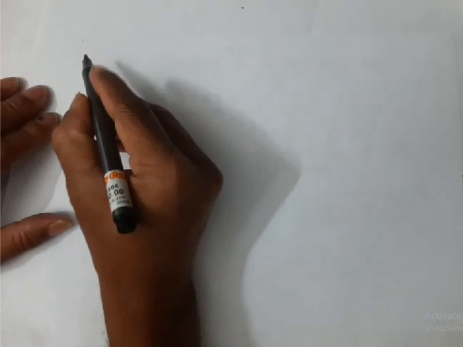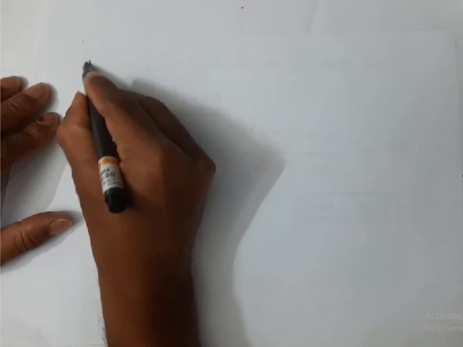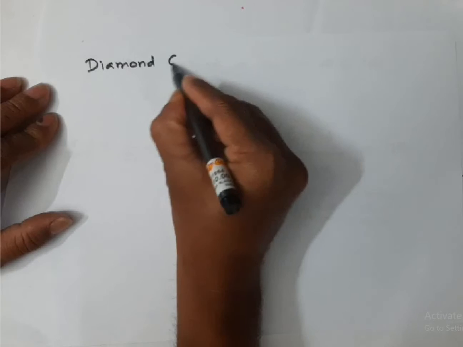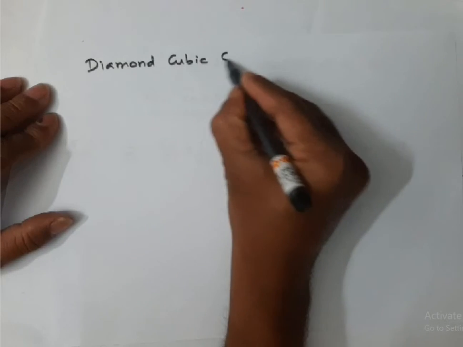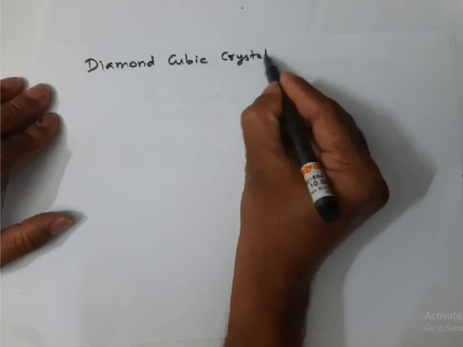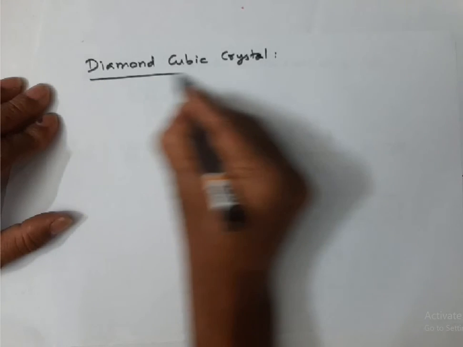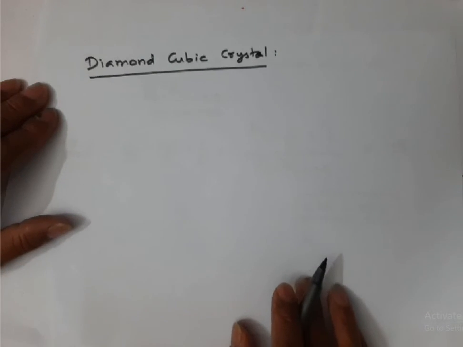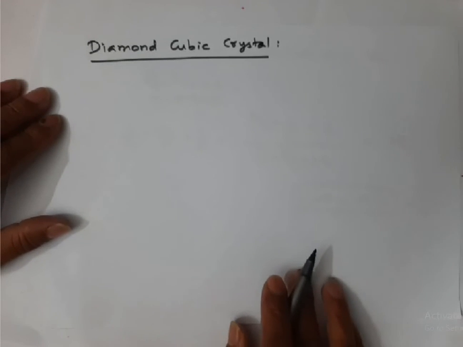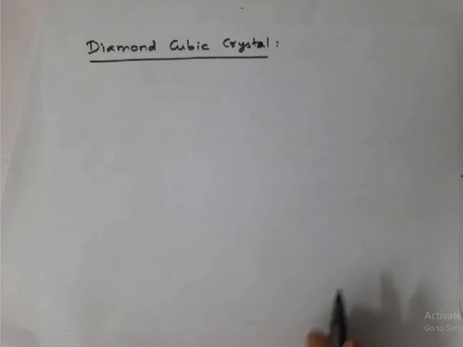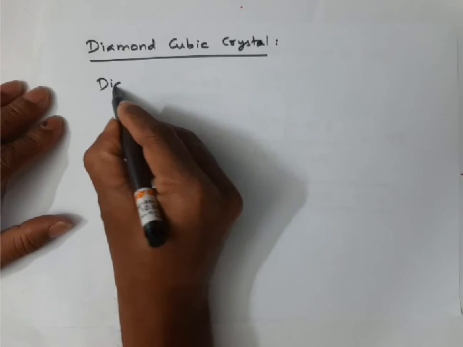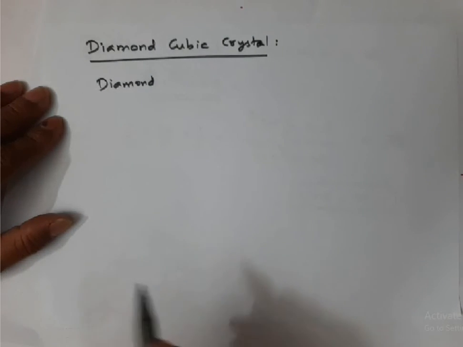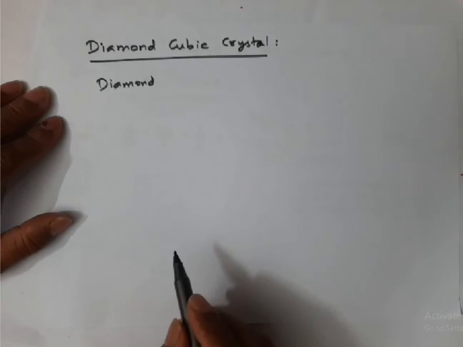information called diamond cubic crystal. This is very, very important for entrance examinations. Diamond cubic crystal. What is meant by diamond cubic crystal? You know very well, diamond forms crystal, very specifically covalent crystal, right?